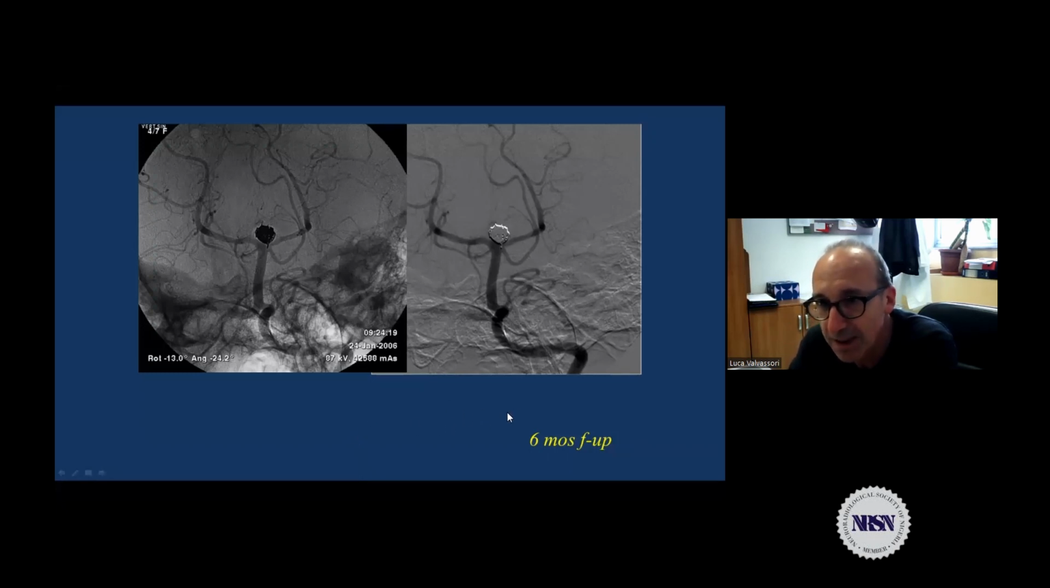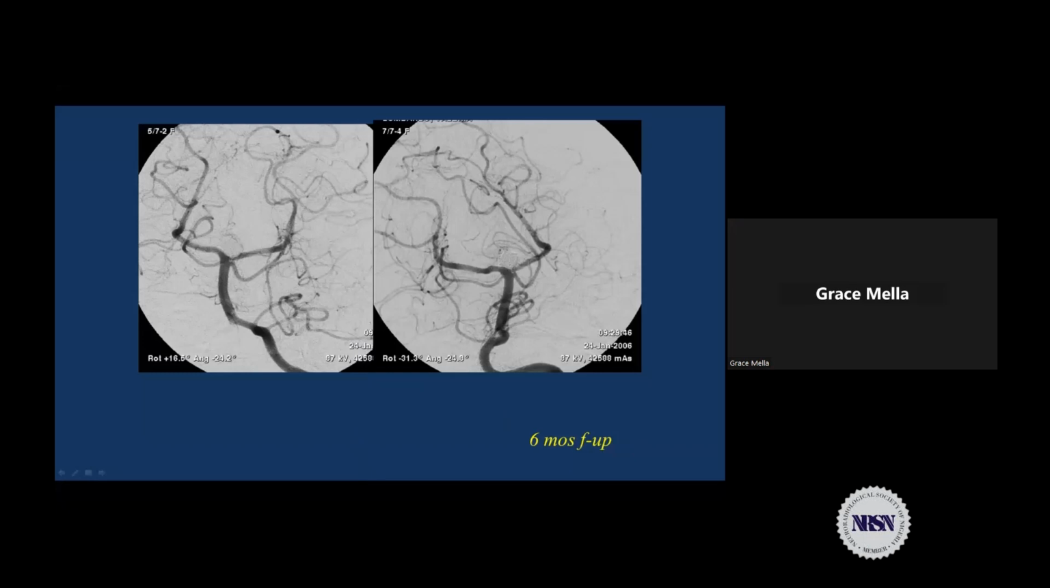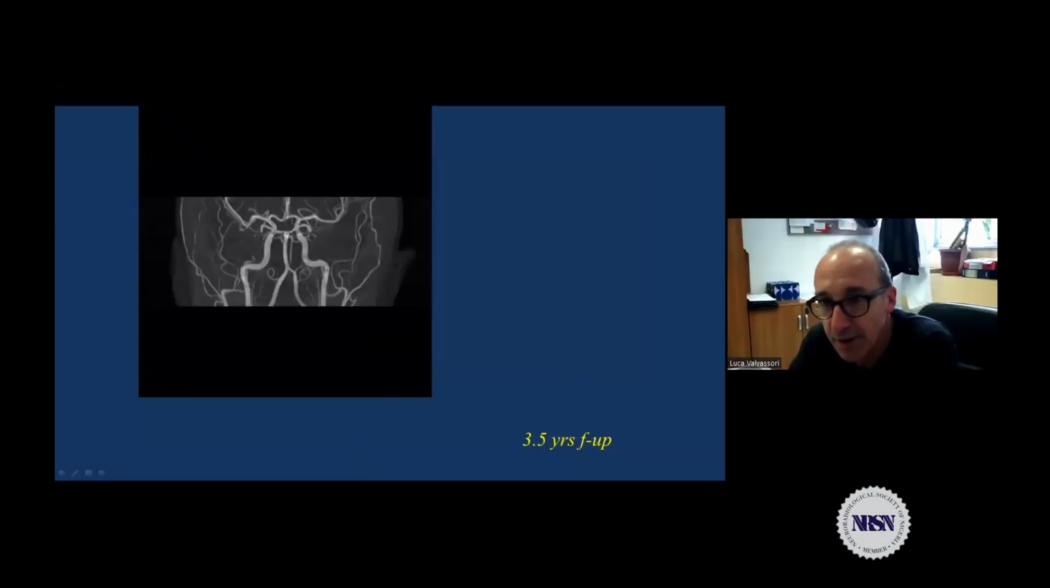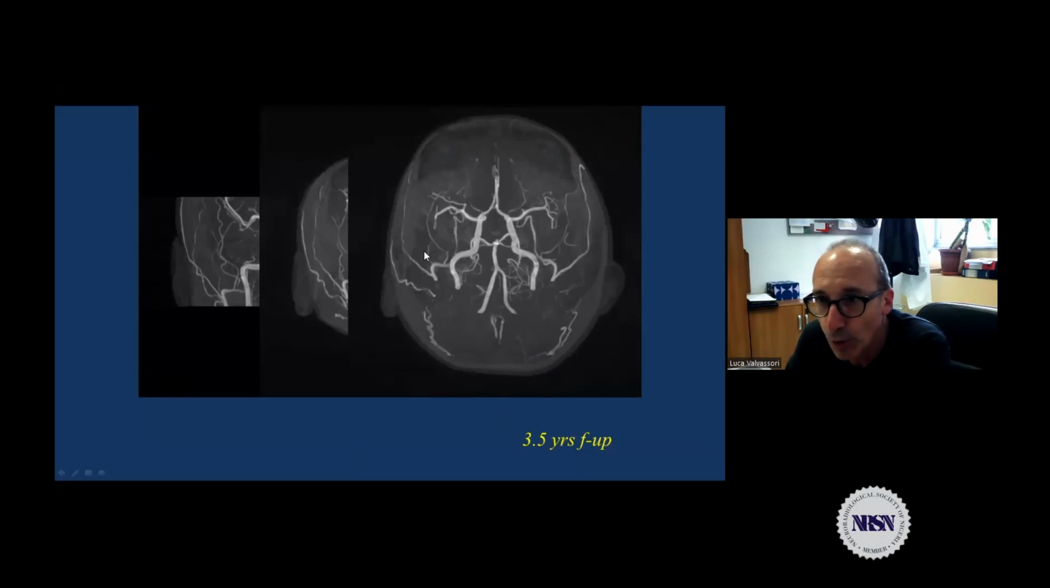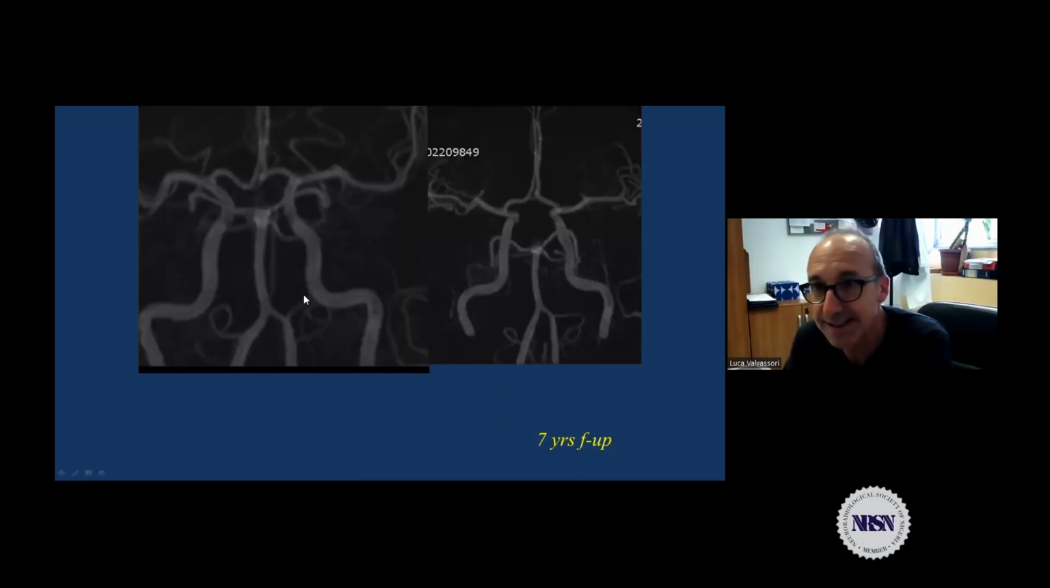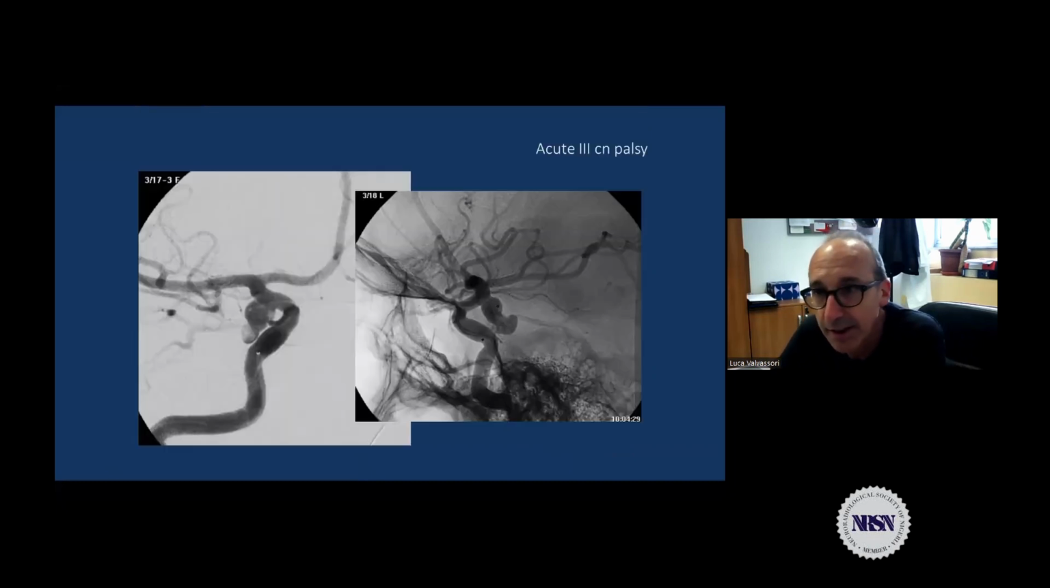So 6 months follow-up, another projection, and this is the 3.5 years follow-up with the angio-MR. As you can see here, no more aneurysm, and this is the 7 years follow-up, and it's perfect. So this is an old approach, very effective, and still, as I said, the gold standard.